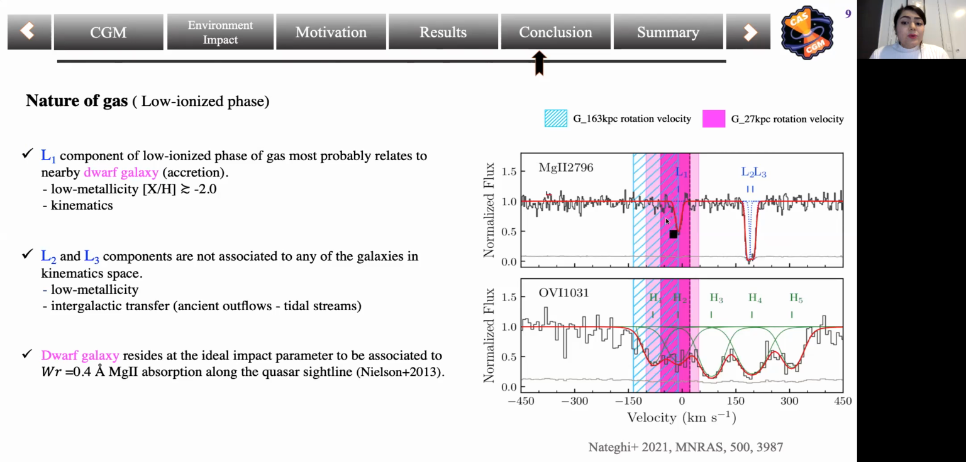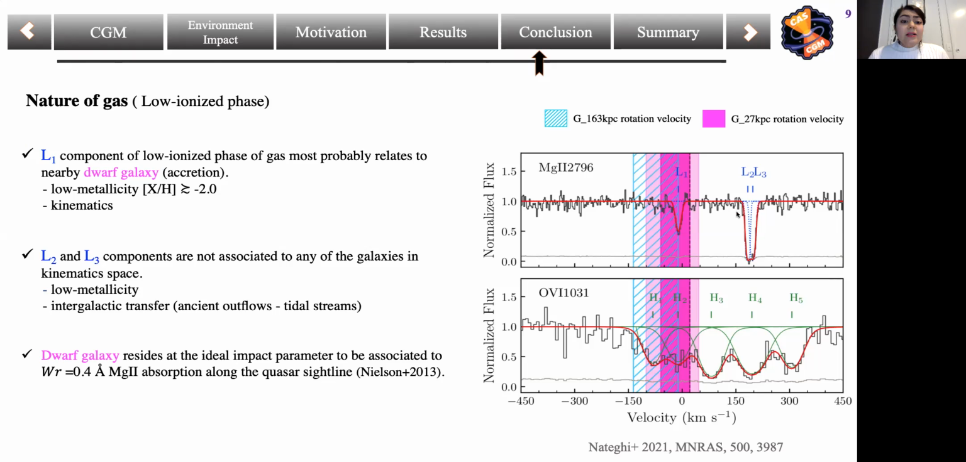Given that the expected rotation velocity of the dwarf along the quasar sight line is only consistent with this component, the L1 component of magnesium-2 can be explained from a co-rotation scenario for the dwarf galaxy. Considering the kinematics of this component, as well as its very low metallicity, we concluded that the L1 component of the low ionized phase of gas is accreting, most likely accreting onto the dwarf galaxy.